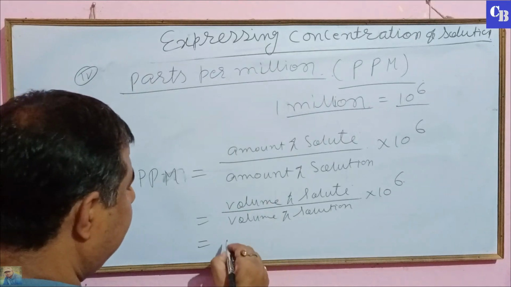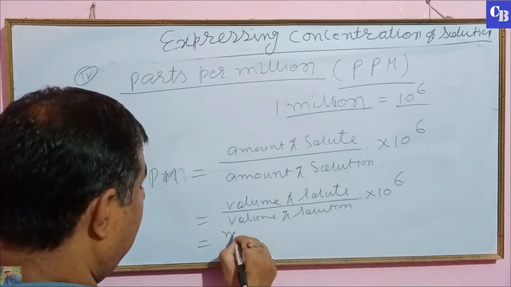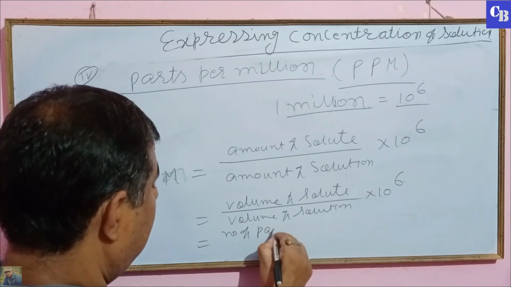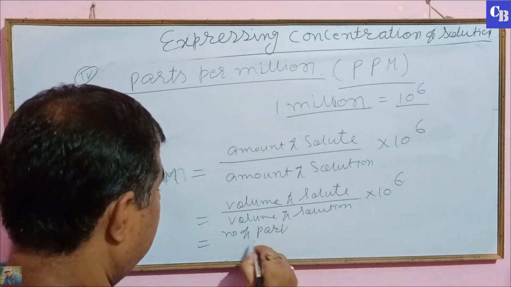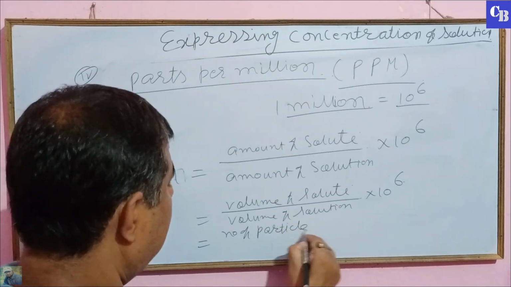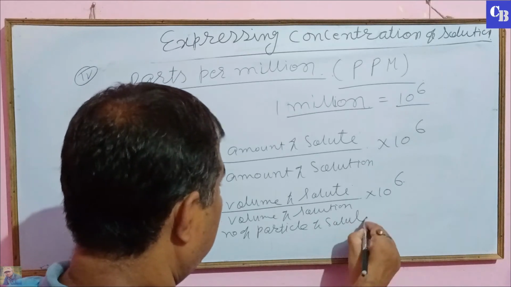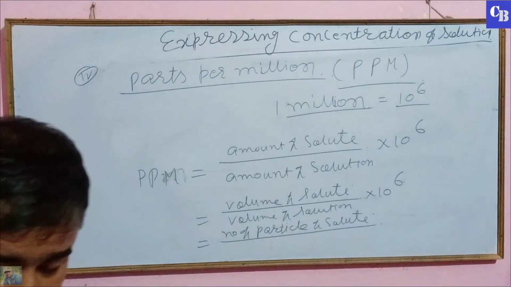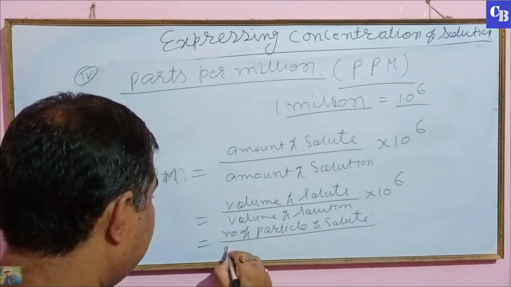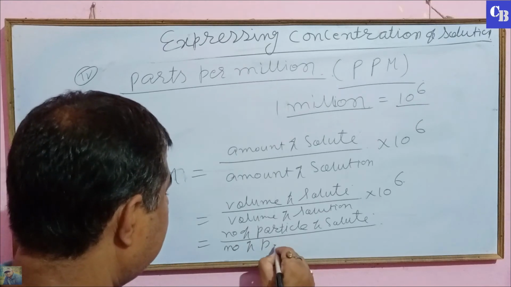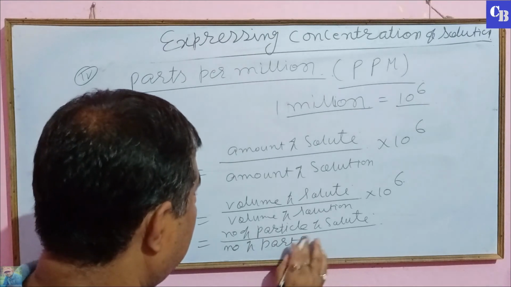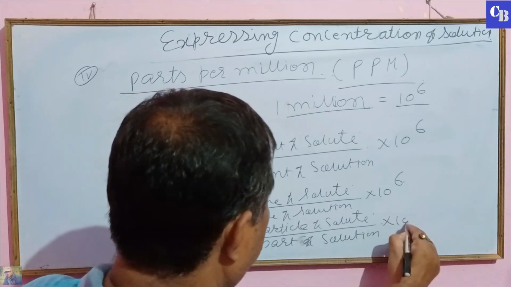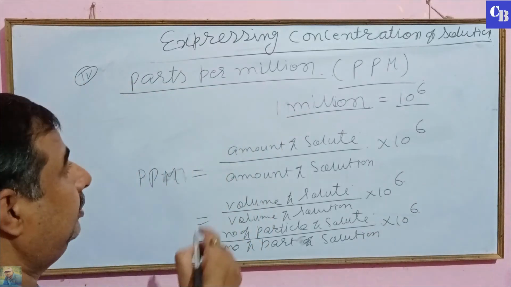If we take number of particles of solute divided by number of parts of solution into 10 to the power 6. So this is parts per million.